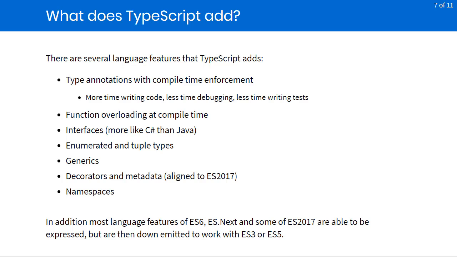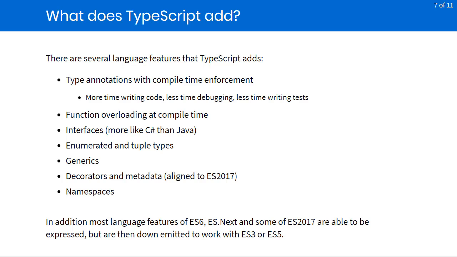time writing tests. We have the ability to do function overloading at compile time, and this is something that's just never been possible in JavaScript. But you can actually define multiple function signatures in your TypeScript code and then have your implementation of the function work through the different signatures that are allowed, giving you much more flexibility in the API that you expose to your clients.